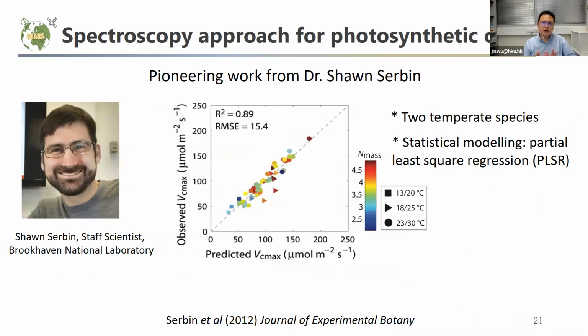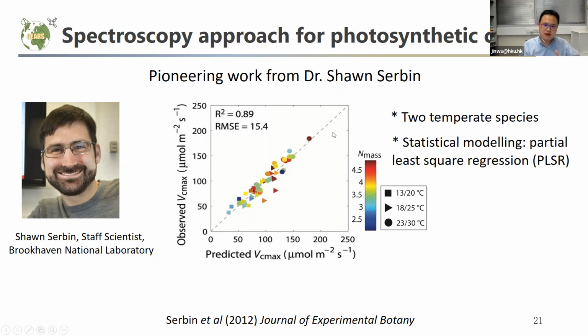But if we talk about how to use spectroscopy technology to infer a leaf physiological trait like photosynthetic capacity, the pioneering work can be traced back to Dr. Shawn Serbin's paper published in 2012. The results are summarized in the middle panels. The x-axis indicates the spectrally predicted photosynthetic capacity, like Vcmax, and the y-axis indicates the likelihood-derived Vcmax. Overall, we can see the predictive power is really strong.